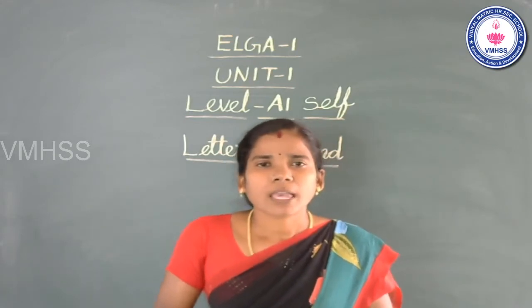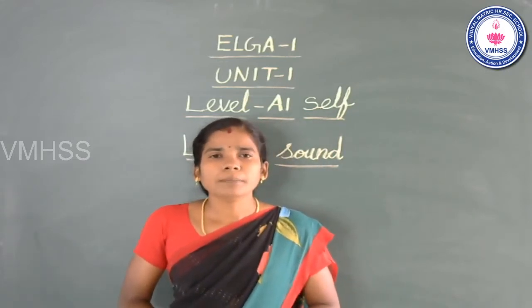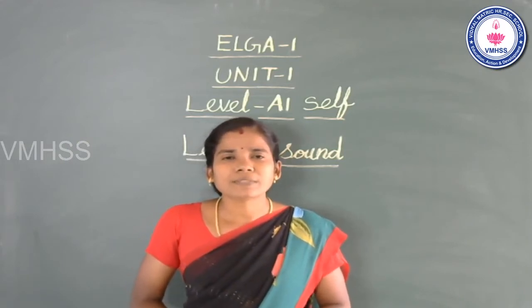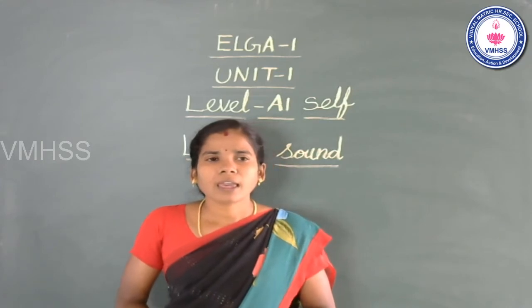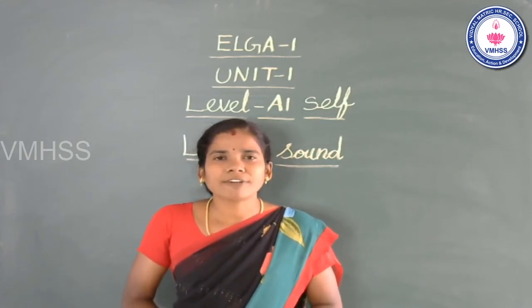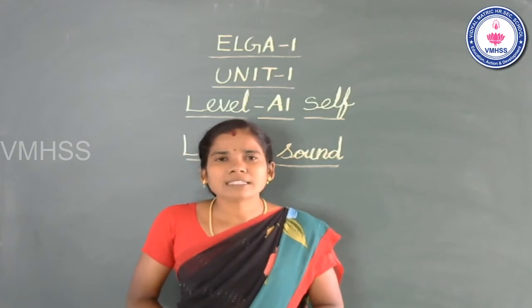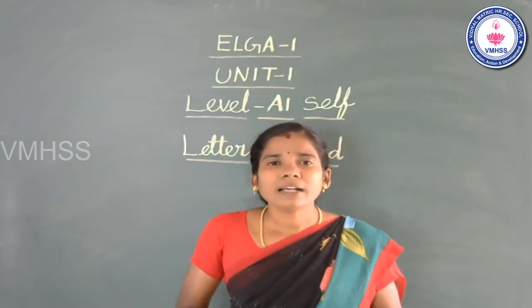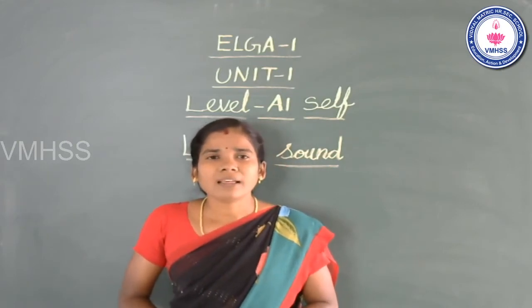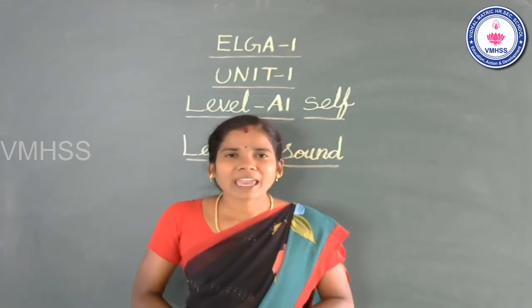Alphabet song. A is for apple. A, apple. B is for ball. B, ball. C is for cat. C, cat. D is for dog. D, dog. E is for egg. E, egg. F is for fist. F, fist. G is for gun. G, gun. H is for hen. H, hen. I is for eyes. E, eyes. J is for jump. J, jump. K is for kite.